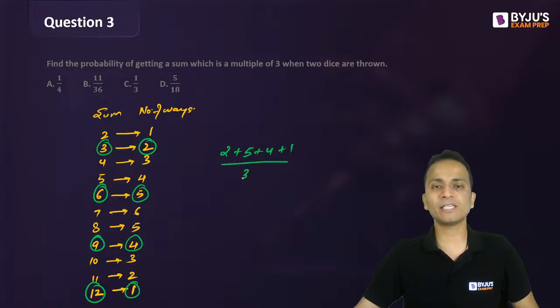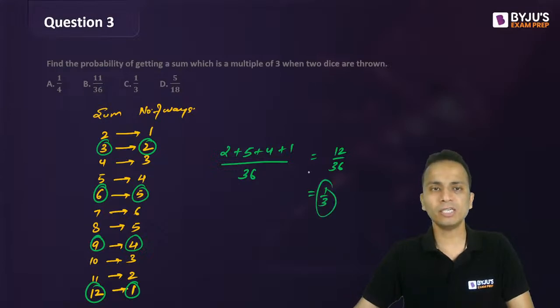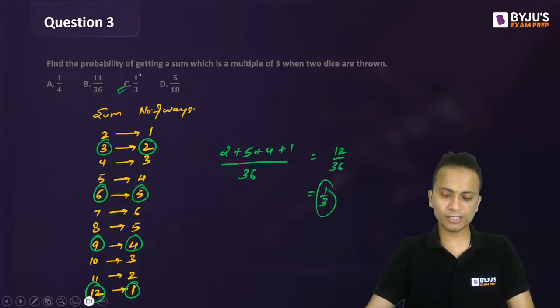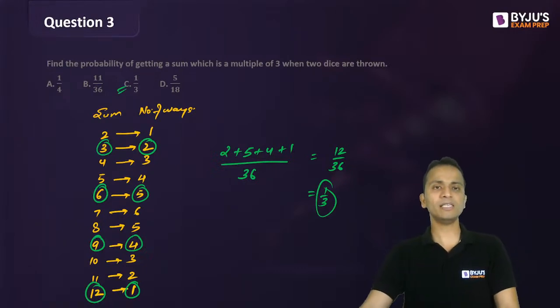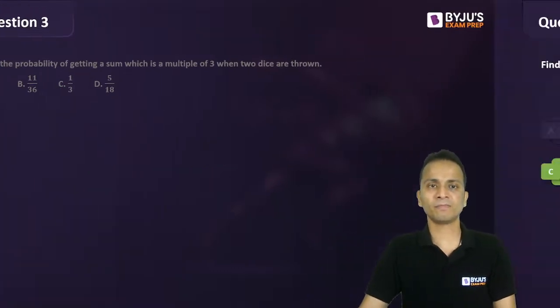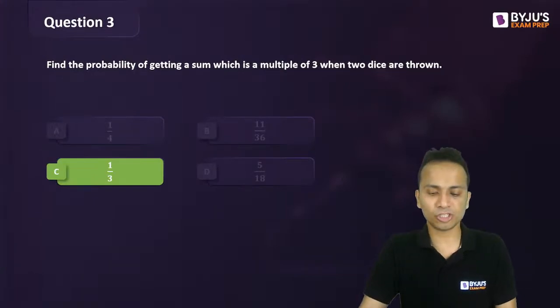Total number of cases is 36, so I divide it by 36. Simplify this and you will get your answer. It will be 12 upon 36, which is equal to 1 upon 3. So 1 upon 3, that is option C, is the correct answer for this question. Let's move on to the next question, question number 4.